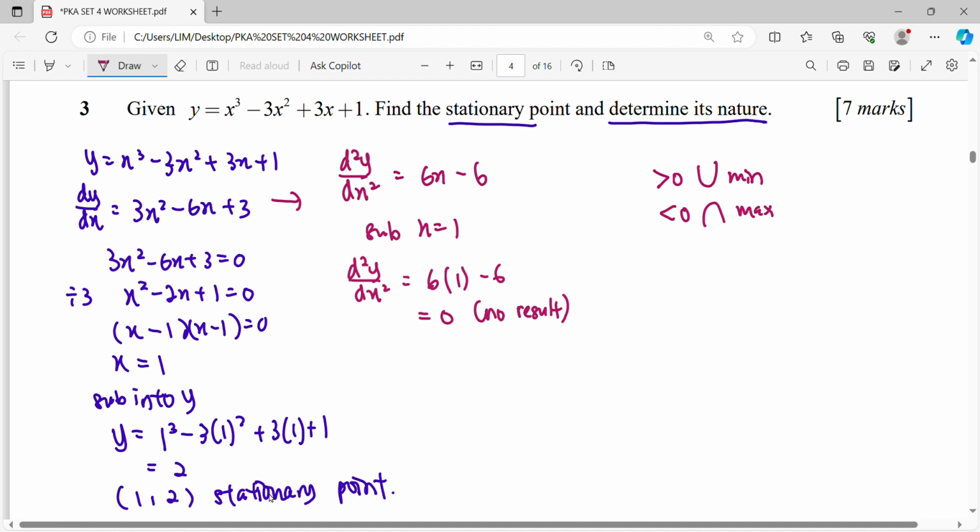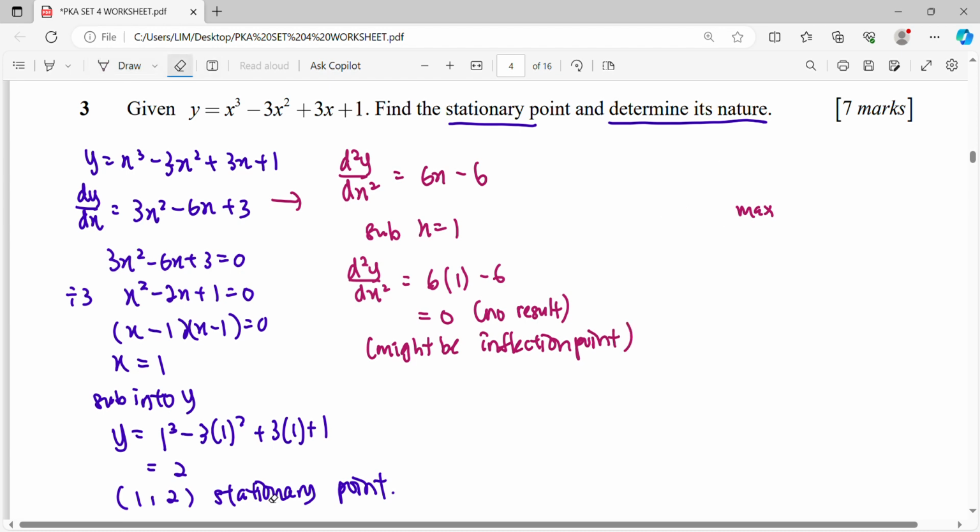It might be an inflection point. So to prove that it is an inflection point, we have to prove the concavity changes if using the second derivative. Or if you are using the first derivative, you have to see the tangent. Is it going up or going down in that result? So either test can be used.